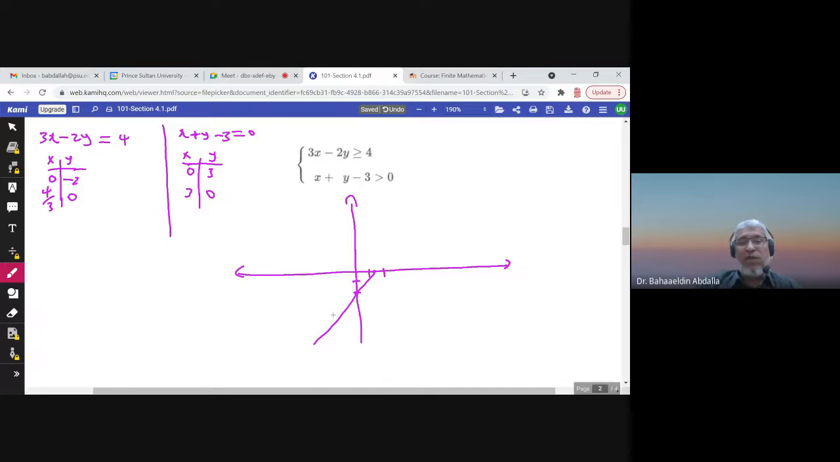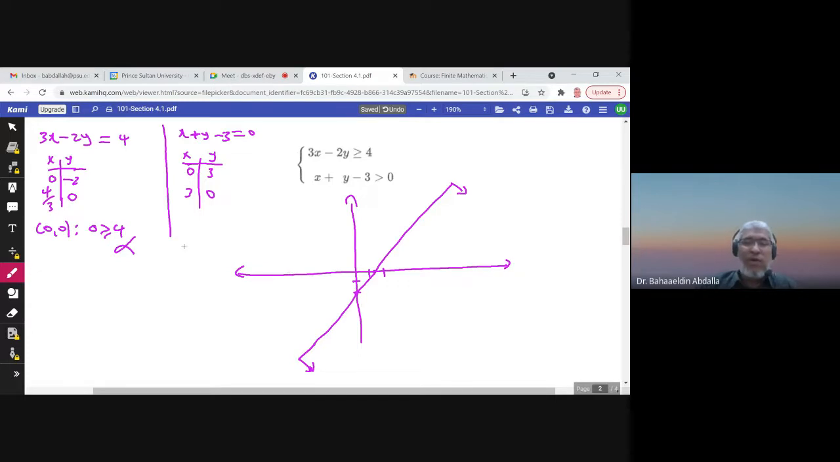So this is the graph of the first line. It's not dashed because there is equality here, greater than or equal to 4. Well, let me determine which half plane is the graph of the first inequality. So let me choose the point (0, 0) and test it in the first inequality. 3 times 0 minus 2 times 0, this is 0, greater than or equal to 4. Is 0 greater than or equal to 4? No, this is not correct. So the half that contains (0, 0) is not the solution of the first inequality. So this is the solution of the first inequality. It is here, this half.